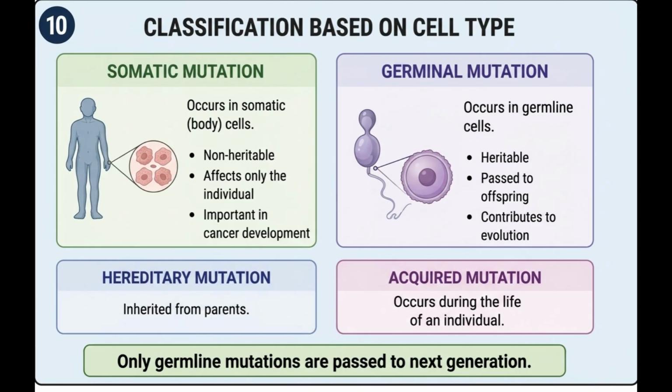Germinal or germline mutations occur in reproductive cells. These mutations are heritable and transmitted to offspring. Only germline mutations contribute to evolution because they enter the gene pool of future generations. Mutations may also be inherited from parents or acquired during an individual's lifetime.